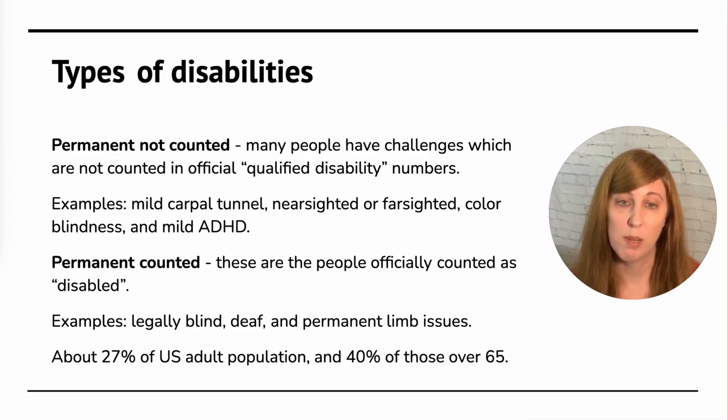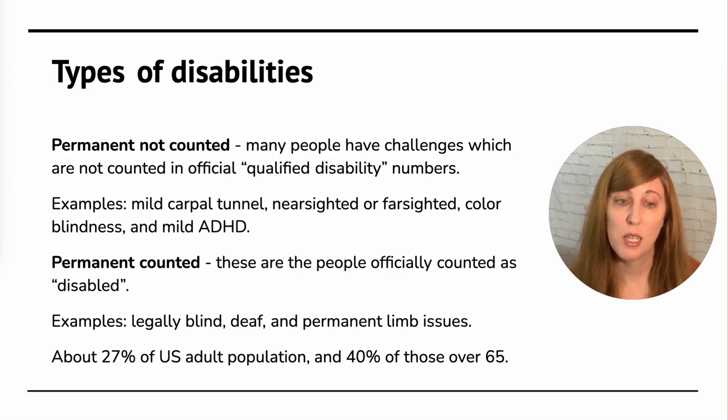Whereas there are other permanent disabilities, such as carpal tunnel syndrome, being nearsighted or farsighted, being colorblind and unable to tell the difference between red and green, mild issues with ADHD, and other neurodiversity. These things affect people on a daily basis, but they don't get counted in the official numbers.